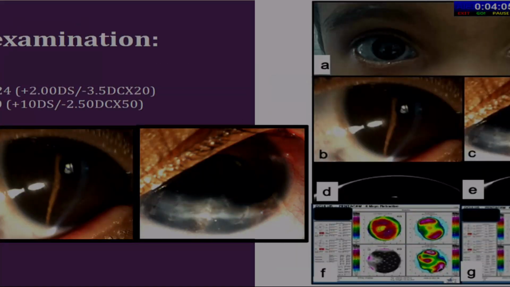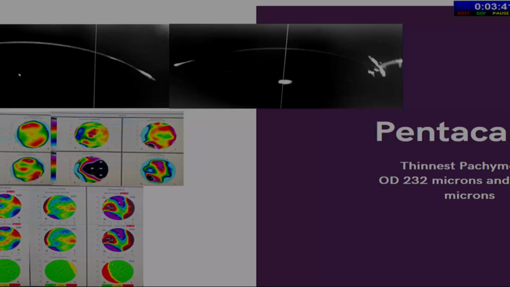On examination, the child was highly uncooperative, and the best corrected visual acuity was roughly 6/24 in the right eye and 6/60 in the left eye. Here we can see in the right eye, on gross examination, there's bluish discoloration of the sclera. Along with that, there is a well-formed AC with a clear cornea in the right eye, while in the left eye we have inferior corneal scarring with some sutures. On doing his Pentacam, we could see extremely thin corneas with a thinnest pachymetry of 232 microns in the right eye and 129 microns in the left eye, without any posterior elevation, ruling out keratoconus.